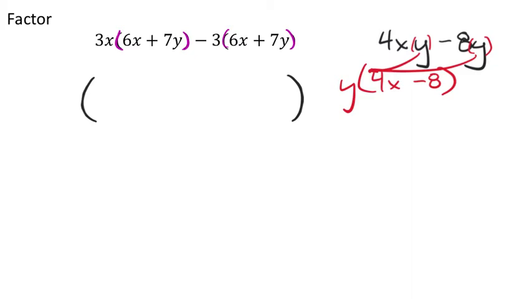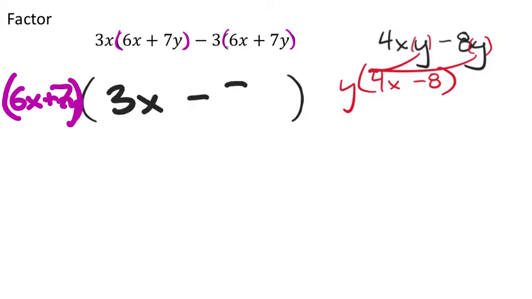Oh, dang it! If I had a little bit more space, I can factor out from those two a 6x plus 7y. Well, what's left over? From the first term you got a 3x, and then from the second term you got a -3. That is all. Is this what you recommend we do? That's what we will do.